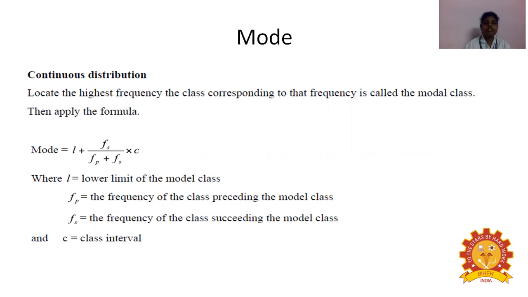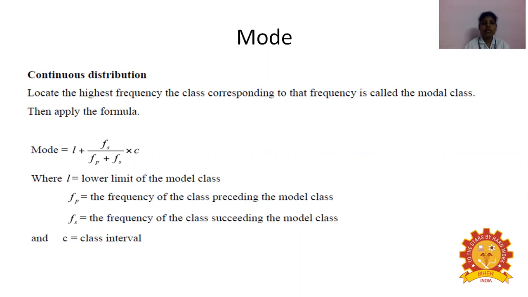For a continuous distribution, locate the highest frequency. The class corresponding to that frequency is called the modal class. Then apply the formula: Mode equals L plus Fs divided by Fp plus Fs, into C.